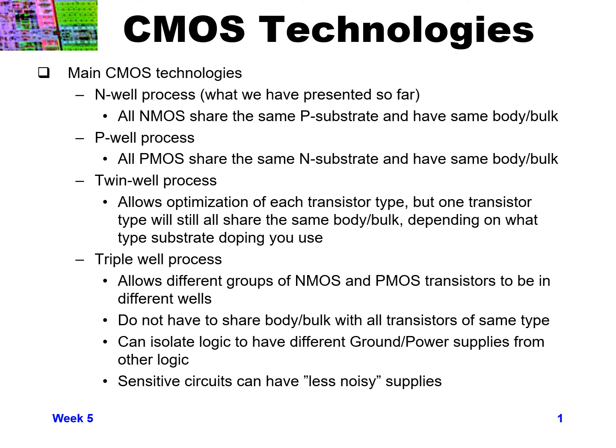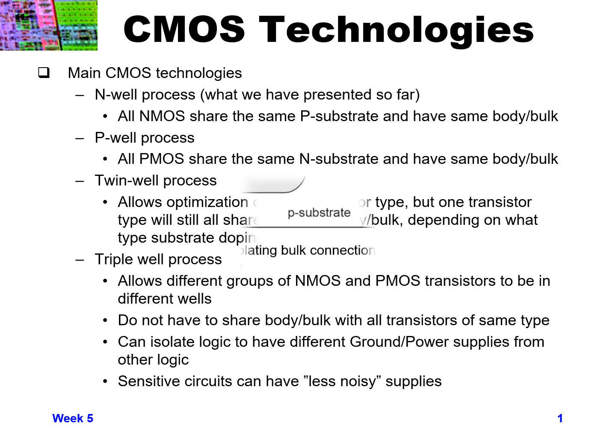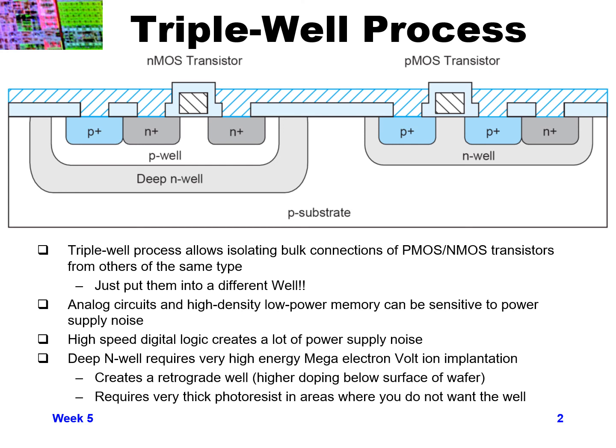allows us to have some circuits, like sensitive circuits, analog circuits, connected to less noisy power supplies and ground supplies. I'll go a little bit more into the triple well process in the coming slide. So in this figure, we can actually see the triple well process, shown how you would go about creating it.